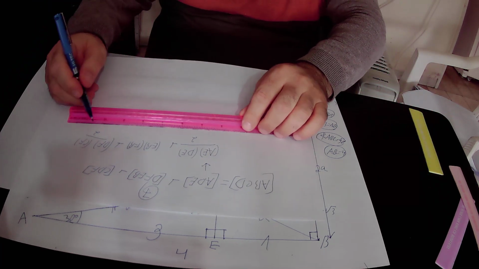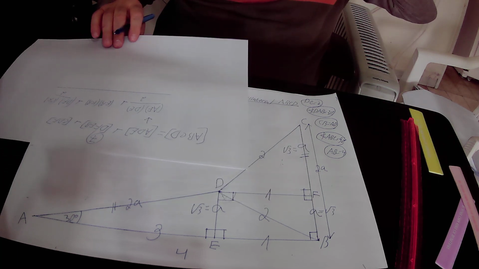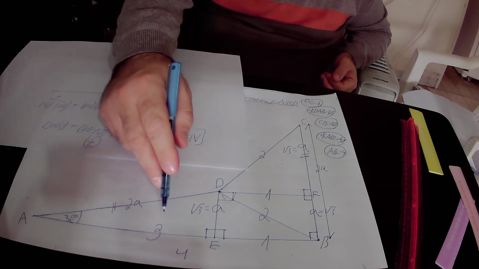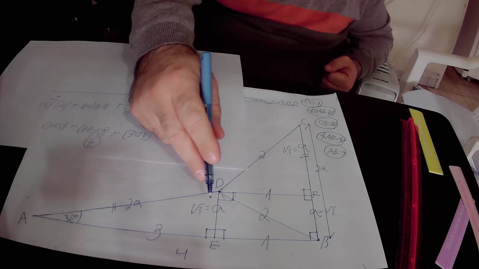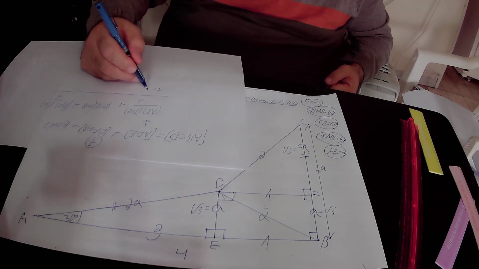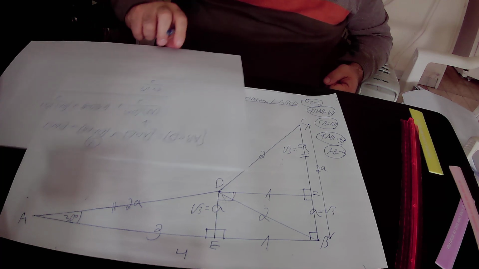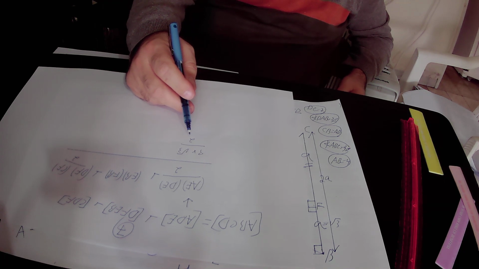Okay, and here, so the area of triangle ADE is AE. AE equals to 3 units times DE. DE equals to square root of 3 units. That is A over 2. So we found out that the area of the right triangle, triangle ADE, equals to 3 times square root of 3 over 2.